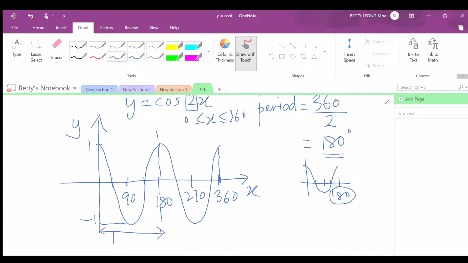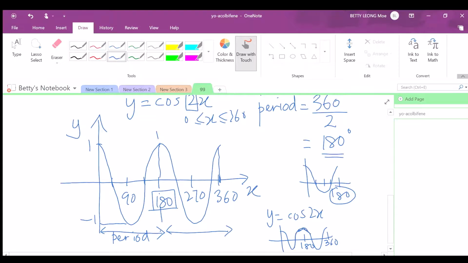This is your period, and your period is 180 for one complete cycle. Another period is this one. So if it is y equal cos 2x, you have 2 complete cycles. That means for 360 here, 180, you will have like this, 1 and then 2, and you can make it in one curve. So that's it.